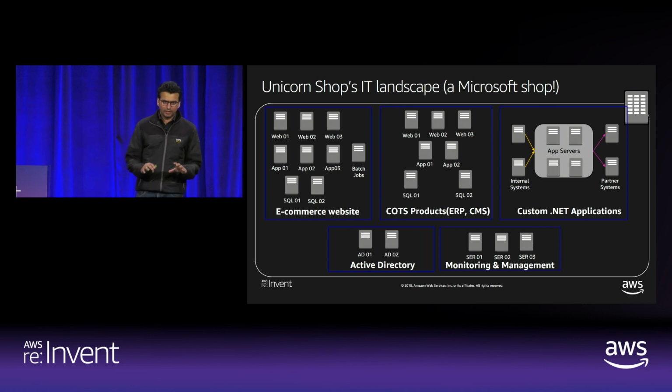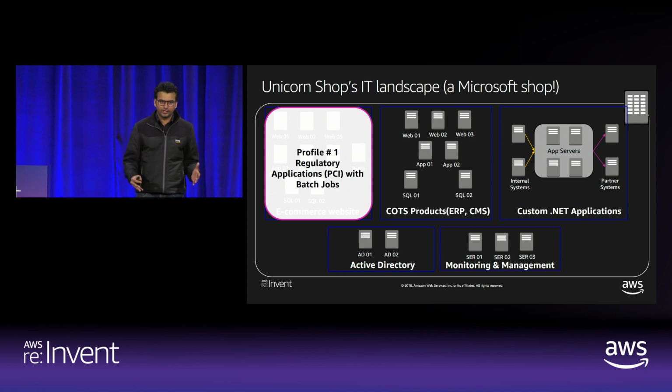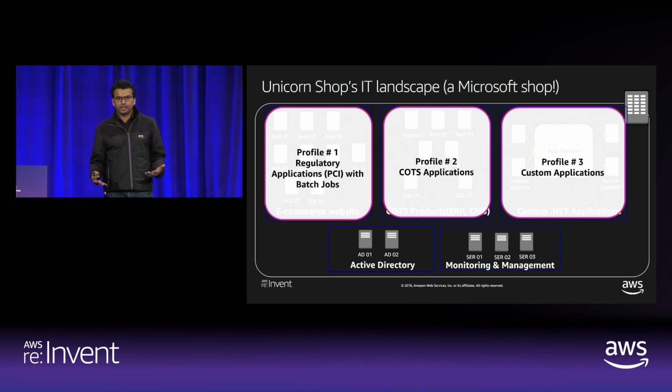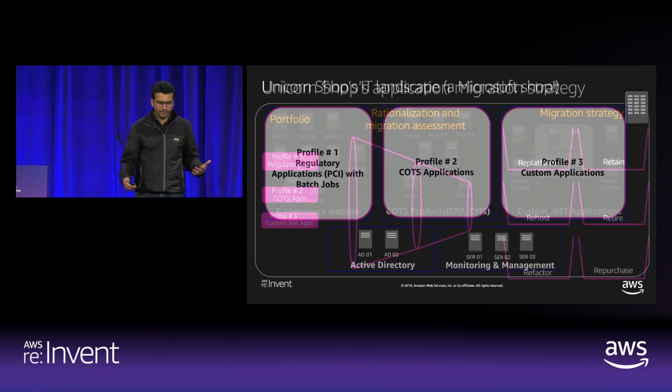So if you look at Unicorn Shop, though it's a fictitious company, I believe it is very representative of all the customers that we have talked to, right? You're talking about applications with different profiles. Profile 1 are applications which require compliance that have to be treated differently. Number 2 is COTS applications, which are commercial off the shelf, which have to be installed. And number 3 is your custom .NET applications, which have to be treated differently, where your developer productivity is of utmost importance. Now, with these 3 patterns, let's see how the migration accelerators and patterns can be built.